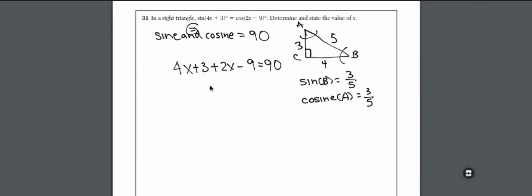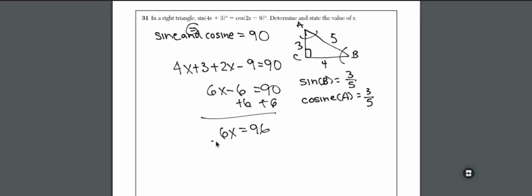Normal algebra 1. So we have 6x minus 6 equals 90. Add 6 on both sides. 6x equals 96, divided by 6. x equals 16. So that is your value of x.